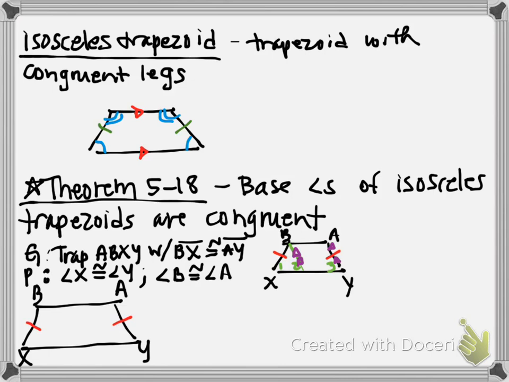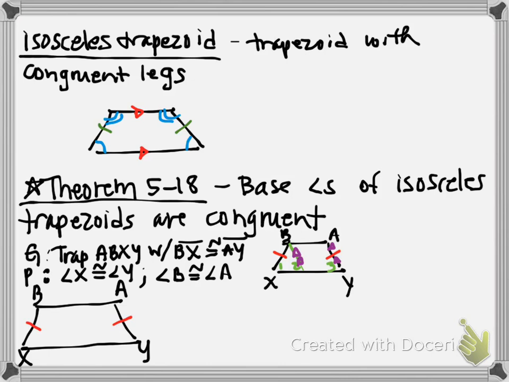So if we have a parallelogram, we would get angle 2 and angle 3 congruent to each other, right? Because we have parallel lines cut by a transversal. Corresponding angles would be congruent. Okay? All right. What else could we do?